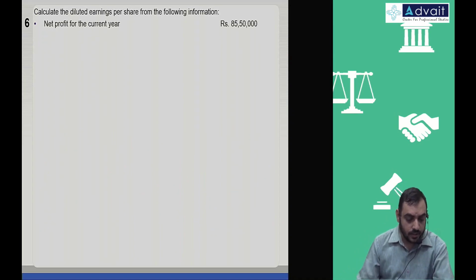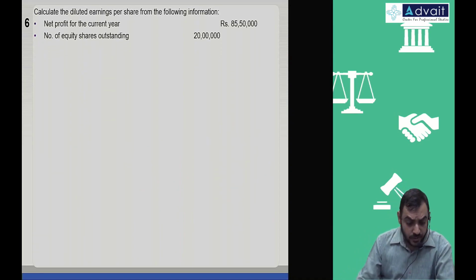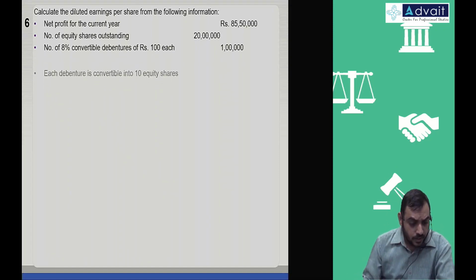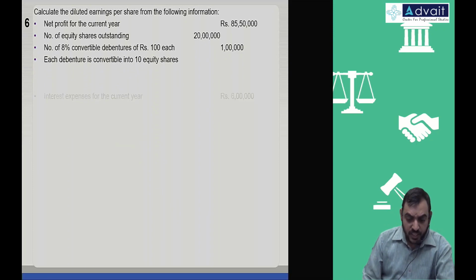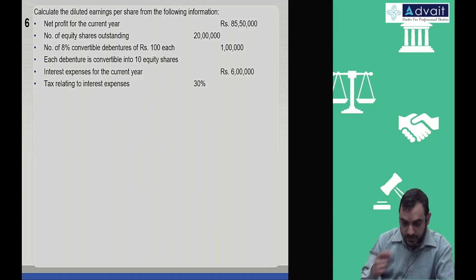Calculate the diluted earnings per share from the following information: net profit for the year, number of shares outstanding, number of convertible debentures, each debenture is convertible into 10 equity shares, interest expense for the year, tax relating to interest expense.